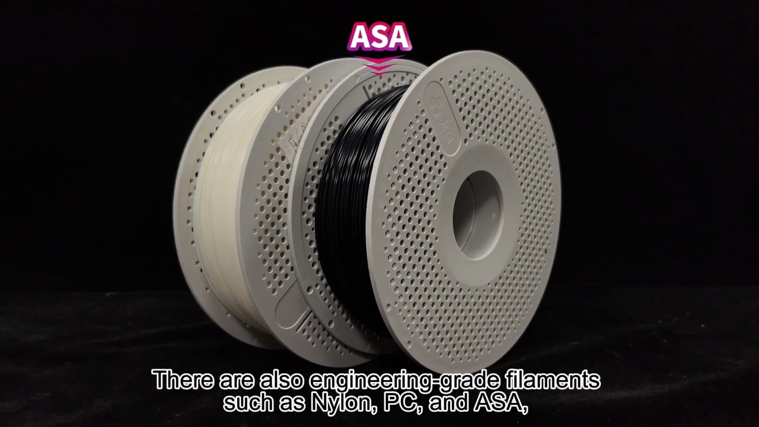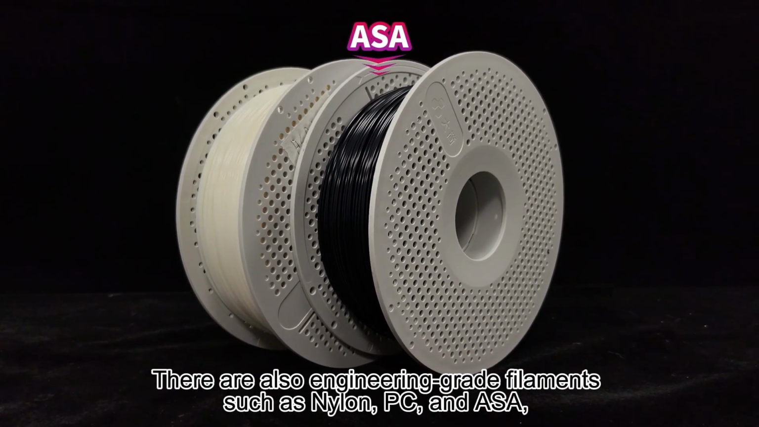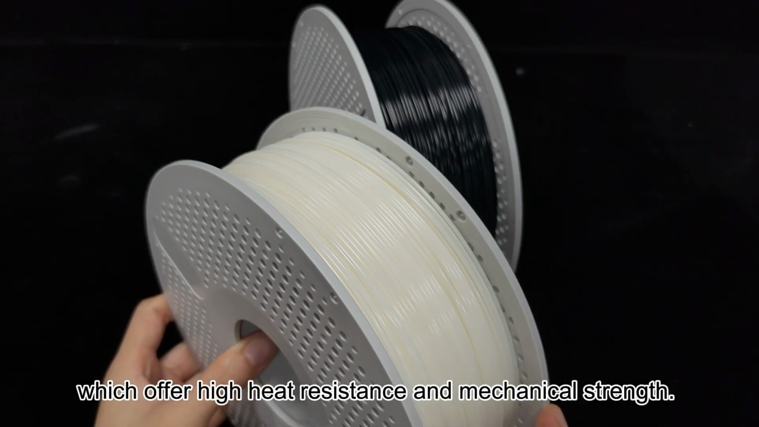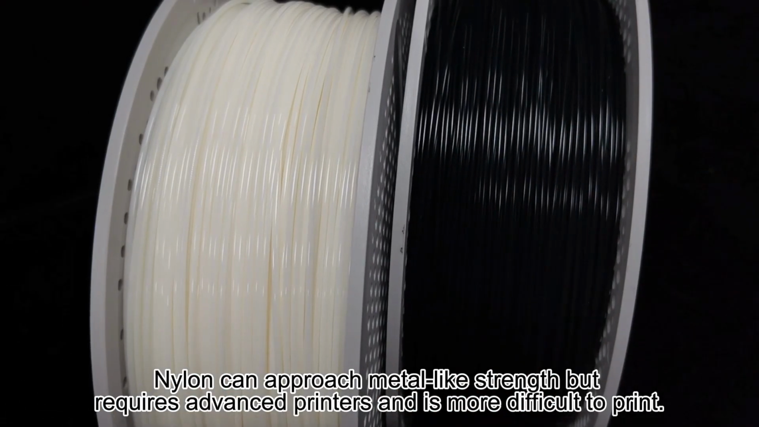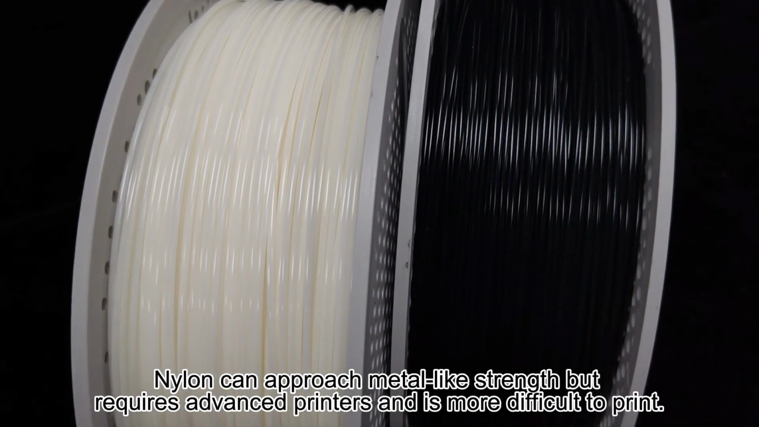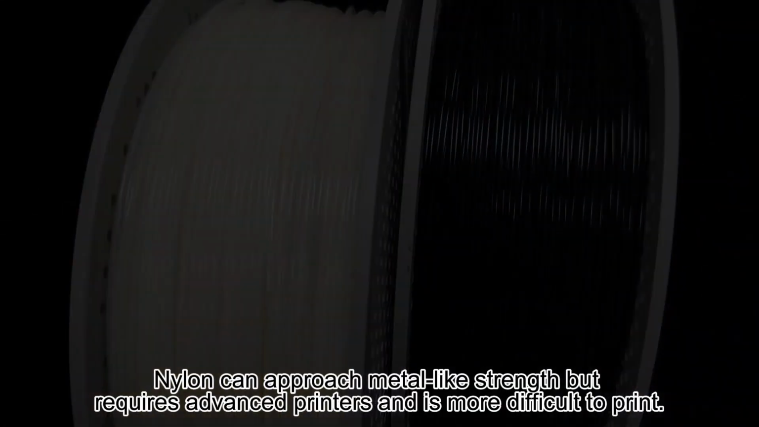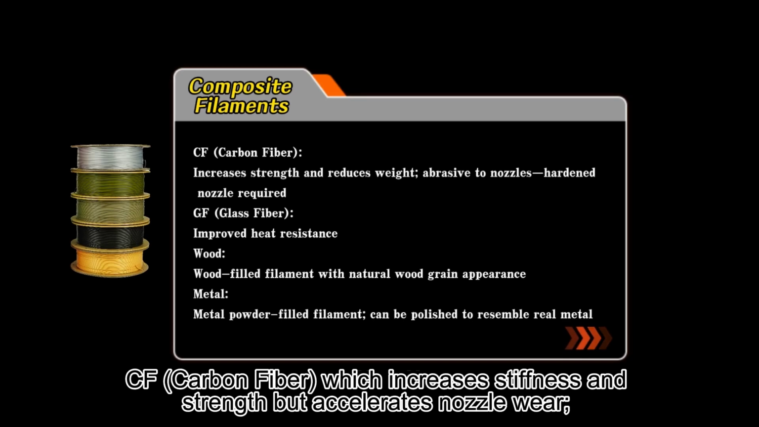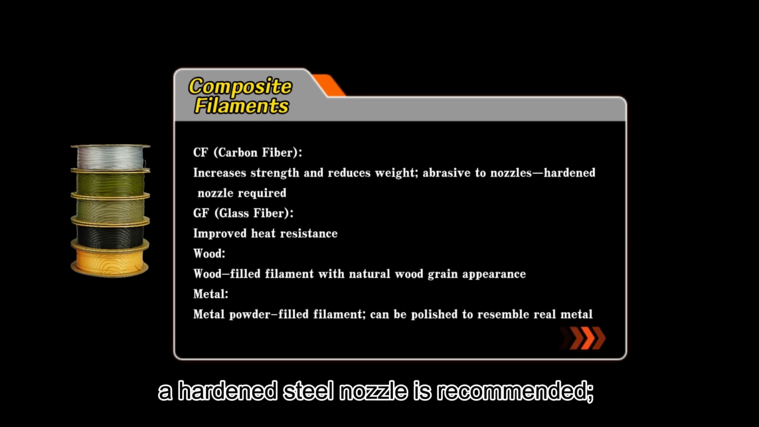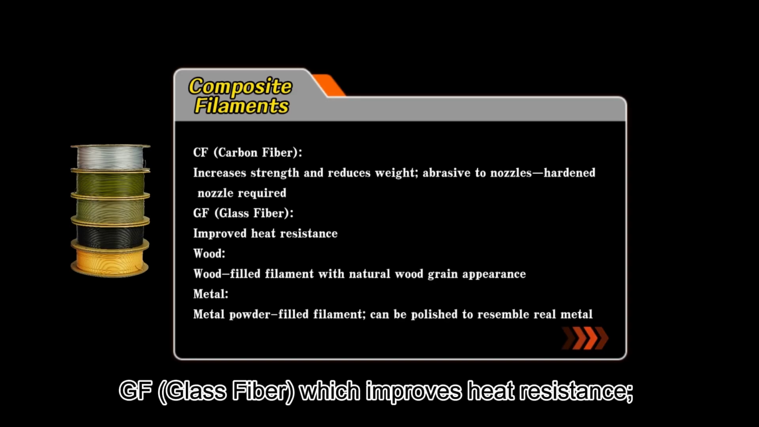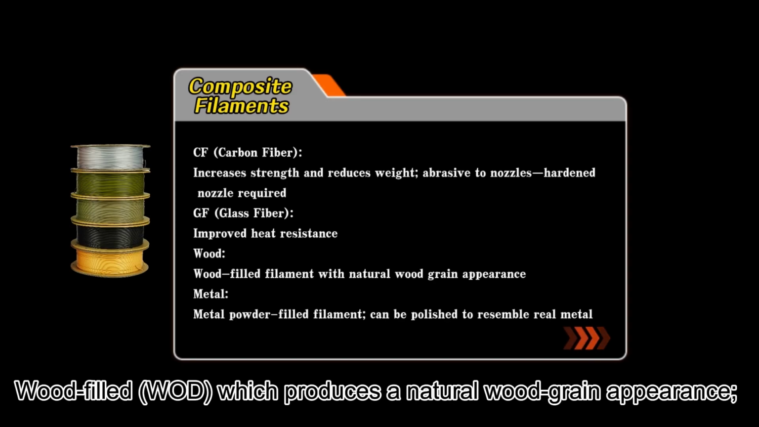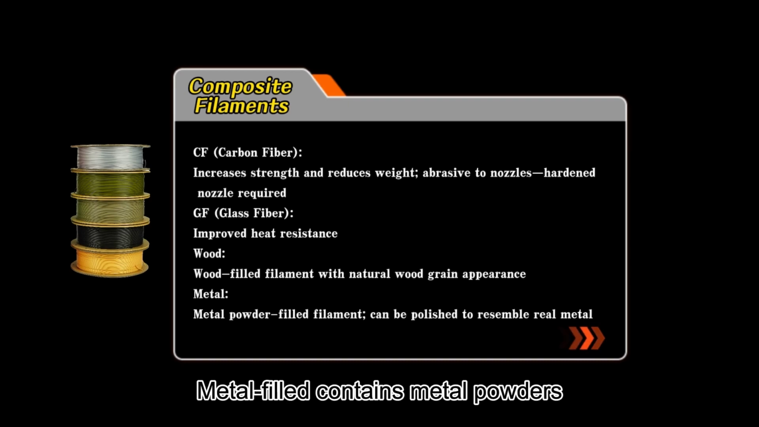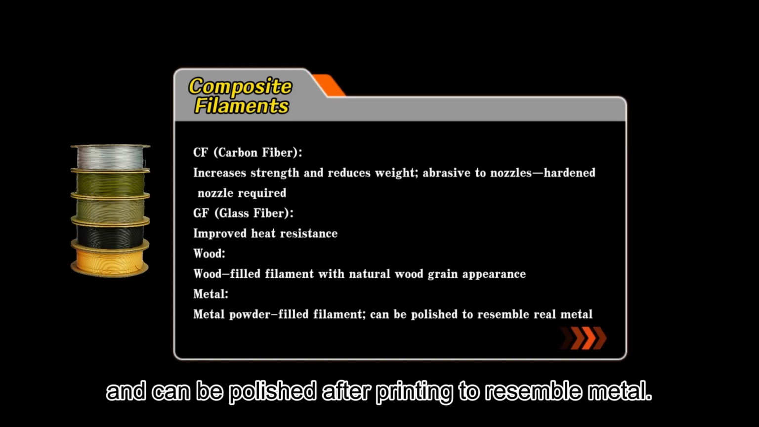There are also engineering-grade filaments such as nylon, PC, and ASA, which offer high heat resistance and mechanical strength. Nylon can approach metal-like strength but requires advanced printers and is more difficult to print. Composite filaments are made by adding fillers to base materials. Carbon fiber increases stiffness and strength but accelerates nozzle wear. A hardened steel nozzle is recommended. Glass fiber improves heat resistance. Wood-filled produces a natural wood grain appearance. Metal-filled contains metal powders and can be polished after printing to resemble metal.